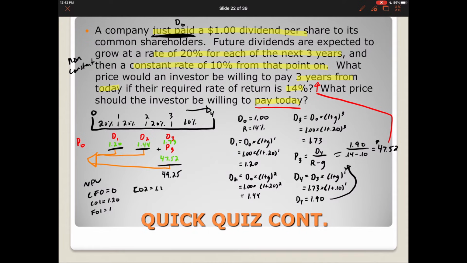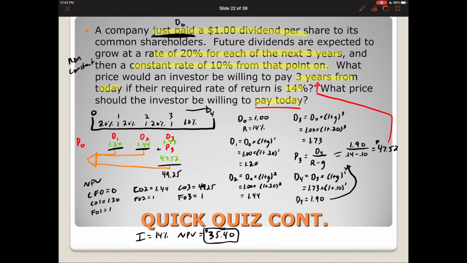C02 is $1.44. F02 is 1. C03 is that sum of the last dividend during the non-constant growth and the price when the growth becomes constant, so $49.25. F03 is 1. When I go to my NPV function and put in an I of 14%, and I solve for the net present value, the net present value is $35.40. So this is how you would value a share of stock that exhibits non-constant growth.